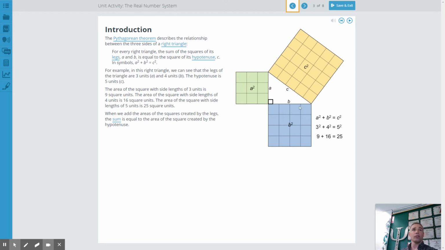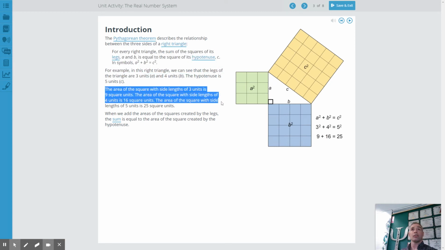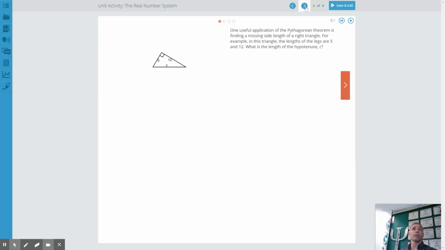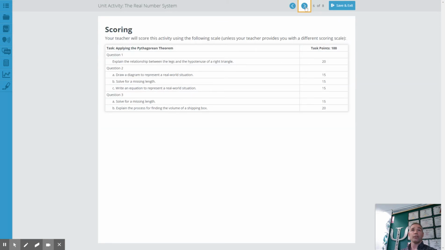Here's a triangle ABC. A and B are the two legs that form a right angle here. The Pythagorean theorem states that in any right triangle, a squared plus b squared is equal to c squared. This is information that you need to put down to discuss the relationship of the legs and the hypotenuse of a right triangle. After you use that information to discuss that, then you have to draw a diagram to represent a real world situation, solve for a missing length, and write an equation to represent a real world situation.